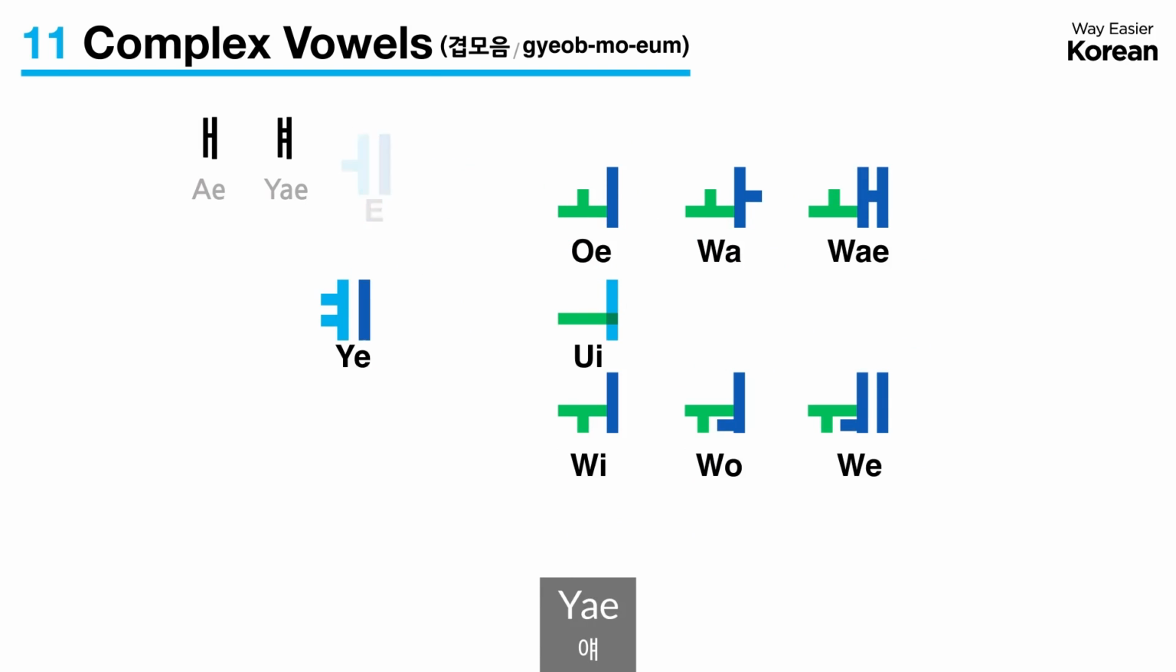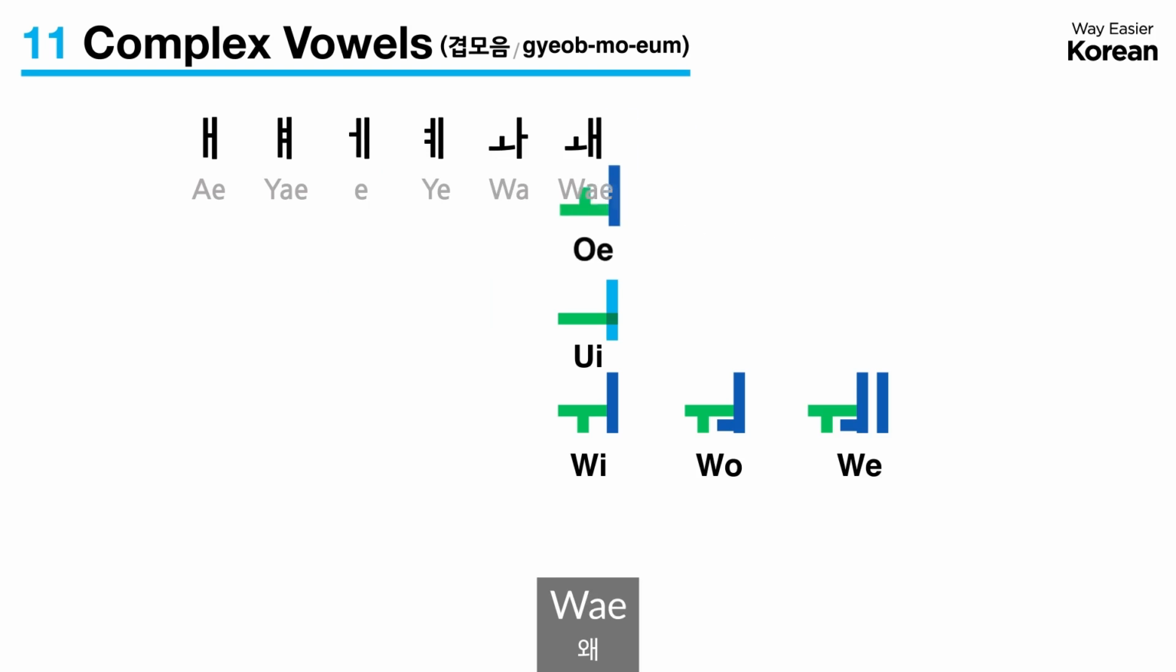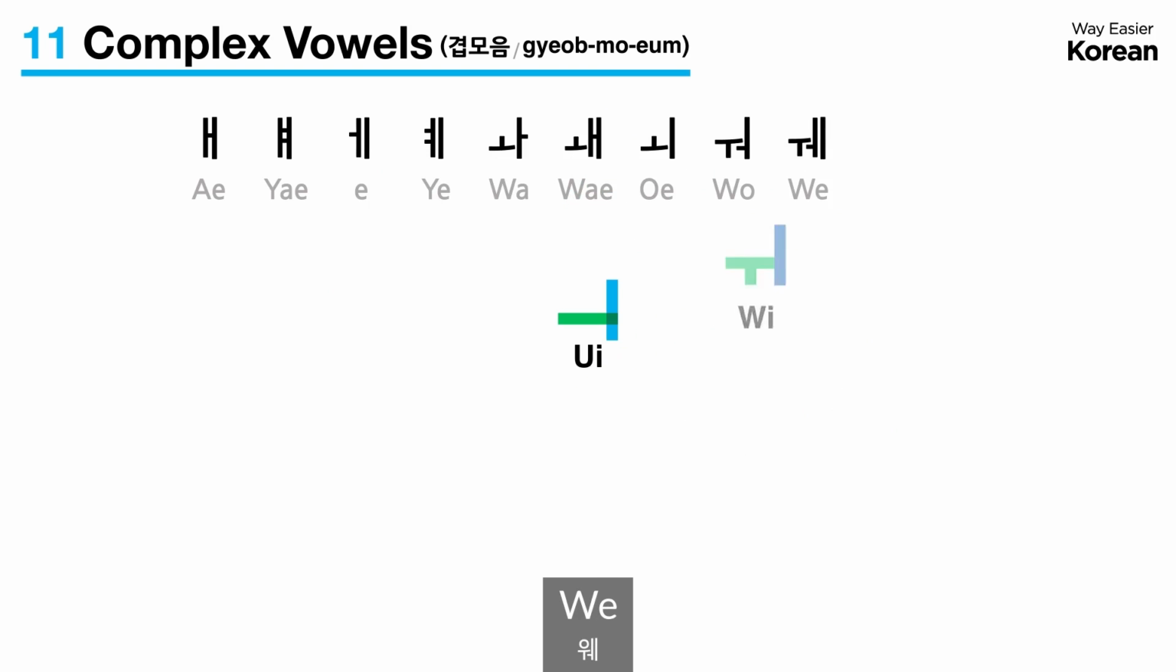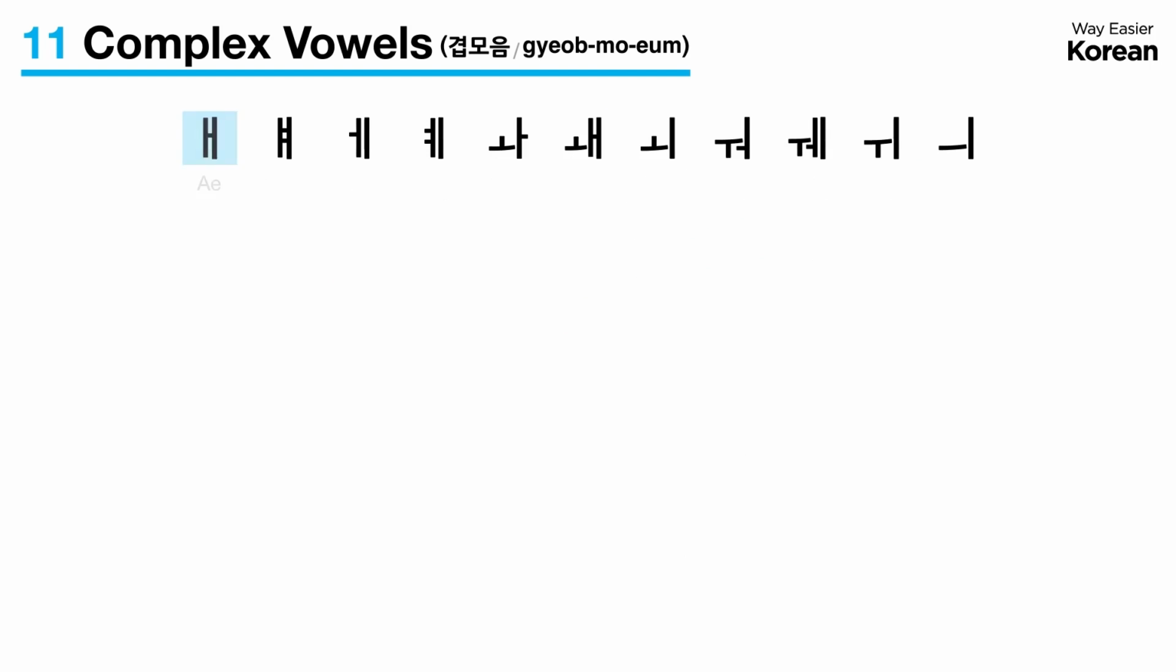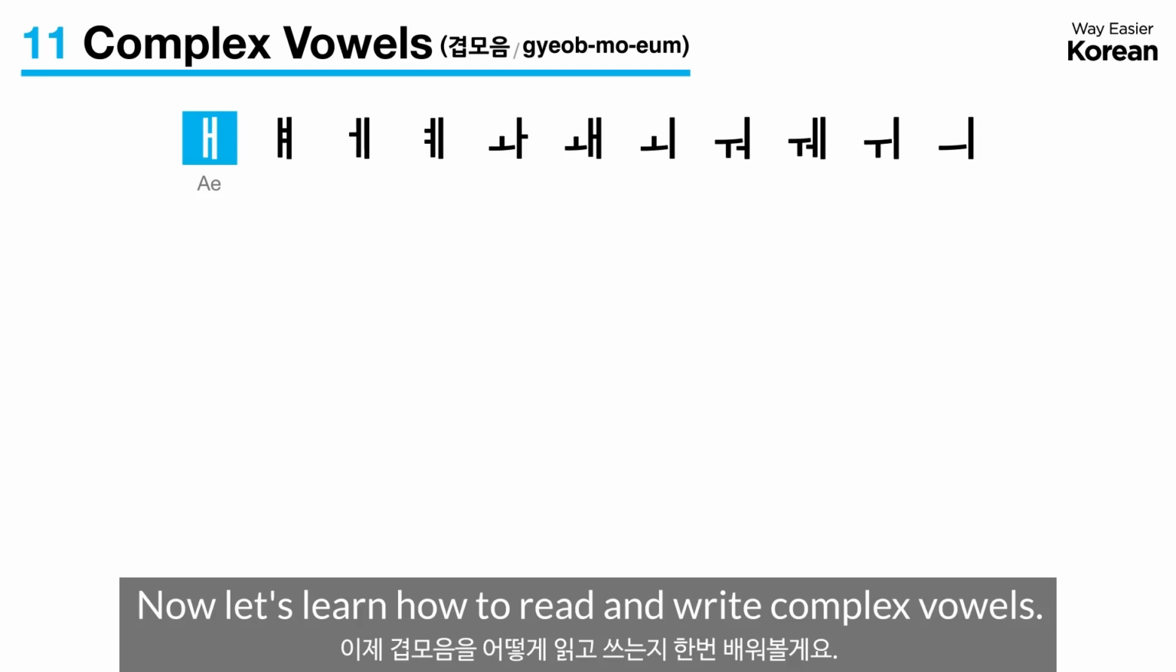에, 예, 와, 왜, 워, 위, 의. Now let's learn how to read and write complex vowels.